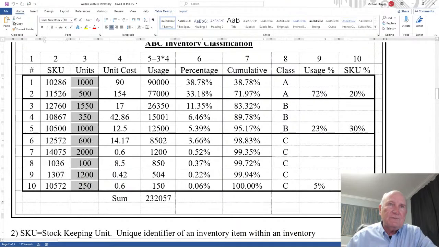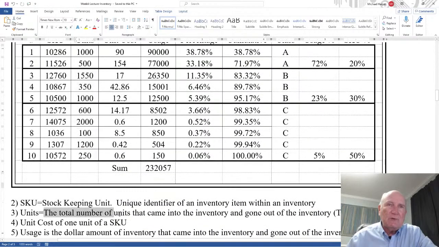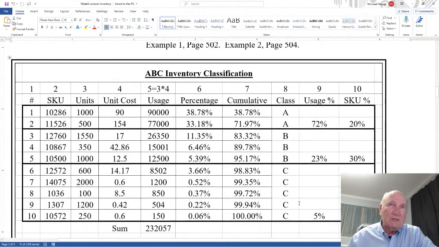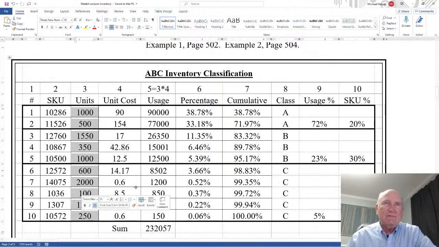Now the units here is simply the total number of units that came into the inventory and went out of the inventory over a year, and that's really referred to as turnover. These represent the units of turnover that came in and out of your inventory.